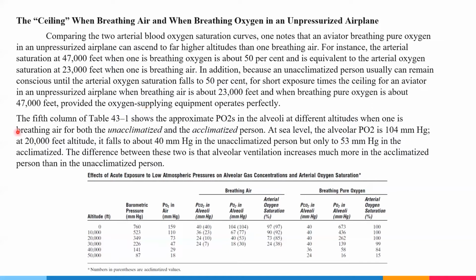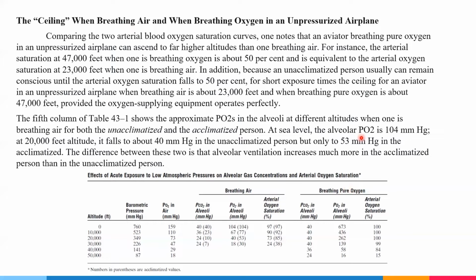The fifth column shown here, from the table that we have already seen in the first slide, shows approximate PO2s in the alveoli at different altitudes when one is breathing air, for both the unacclimatized person and the acclimatized person. So we are talking about this particular column, which shows in the normal writing the PO2 in alveoli for an unacclimatized person, and within parentheses the PO2s for an acclimatized person.